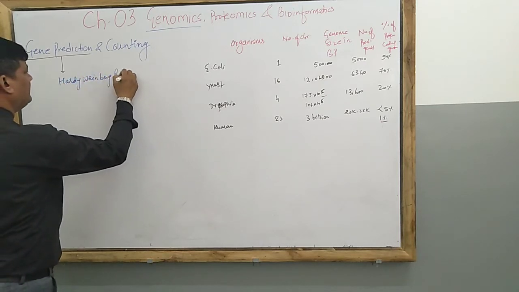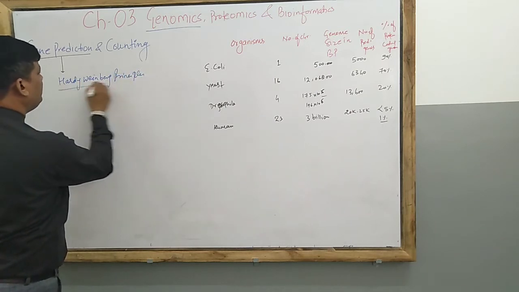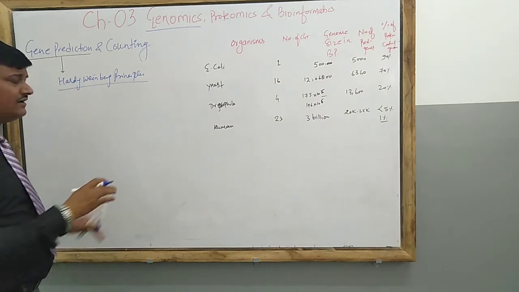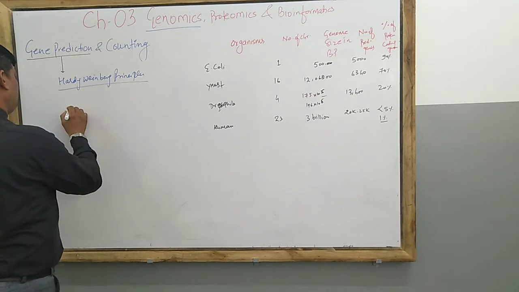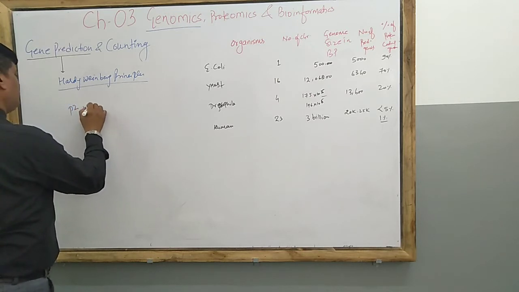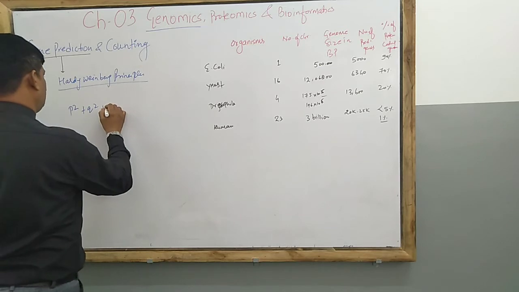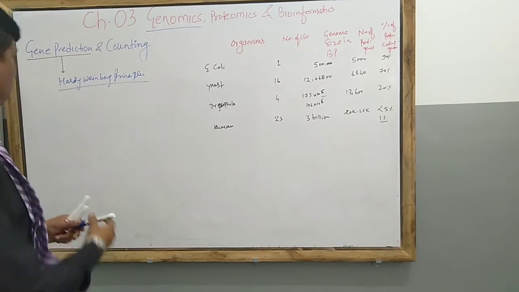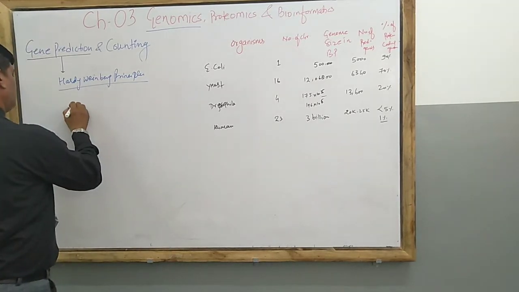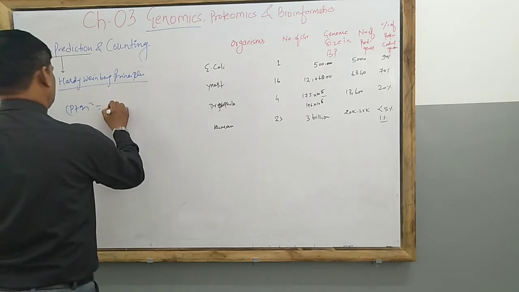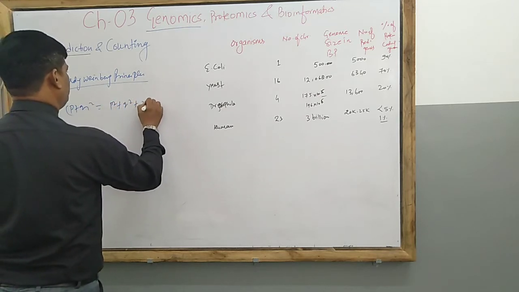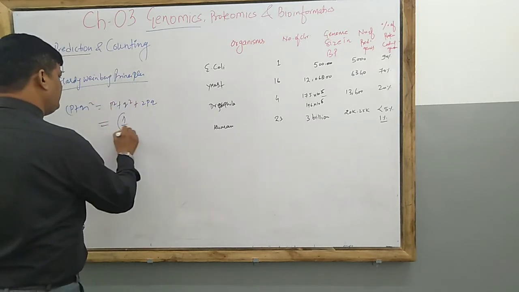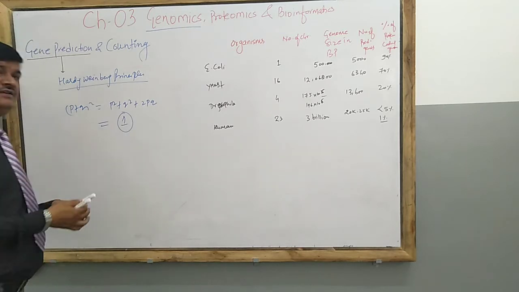Hardy-Weinberg principle. According to the Hardy-Weinberg principle, the frequency of alleles of a particular population will remain constant, and it is based on the equation (P plus Q) square is equal to P square plus Q square plus 2PQ, and it will always come to 1, and this is the value of the gene frequency.